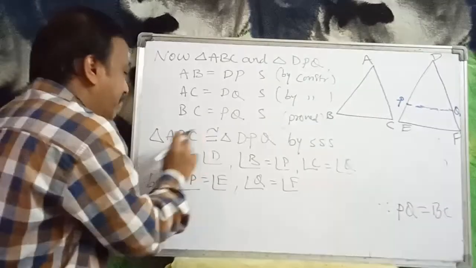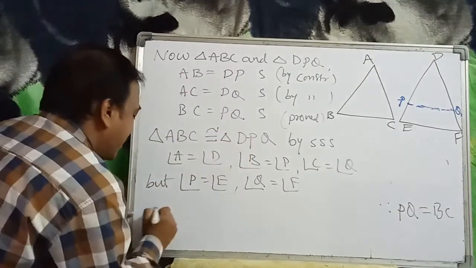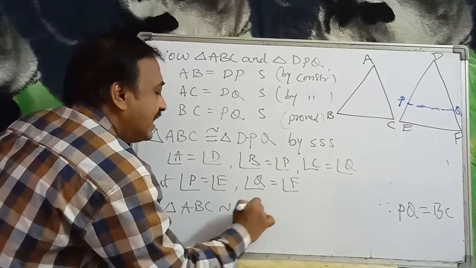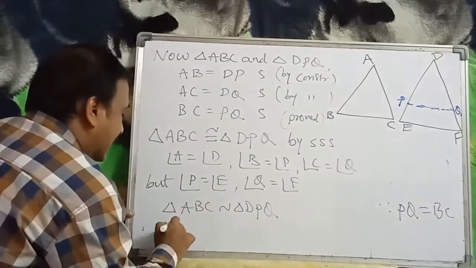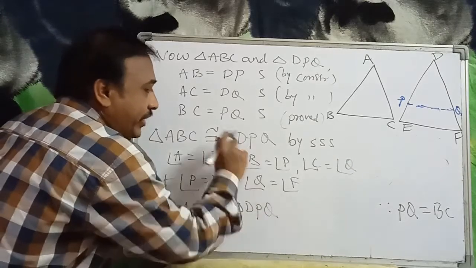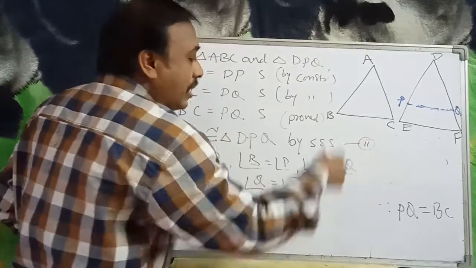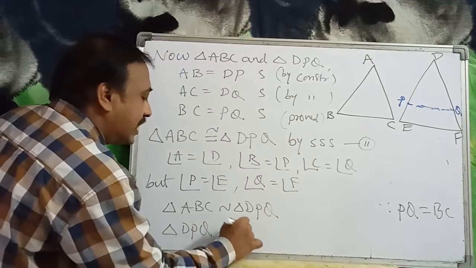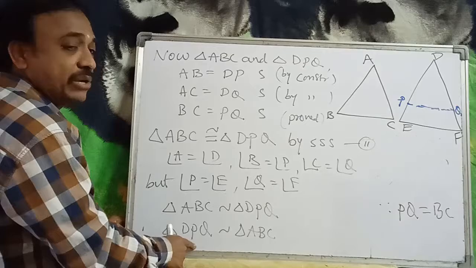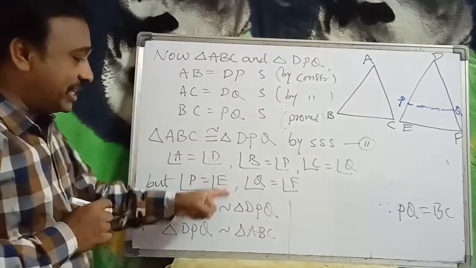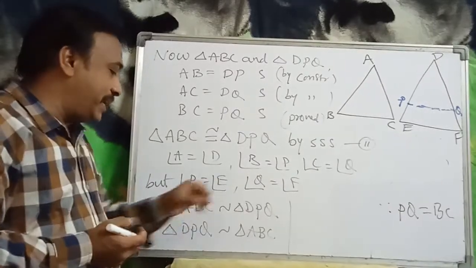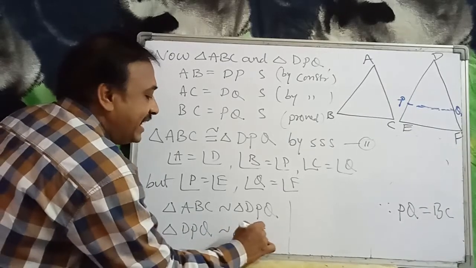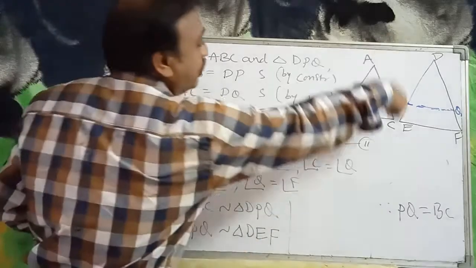Corresponding angles are equal. That means triangle ABC is similar to triangle DPQ; this we assume as equation 2. From equation 2 and equation 1, triangle ABC is similar to DPQ, and DPQ is similar to triangle DEF. So from these two, what can we say?